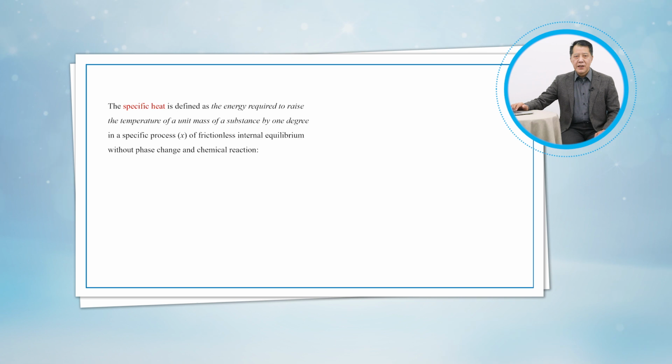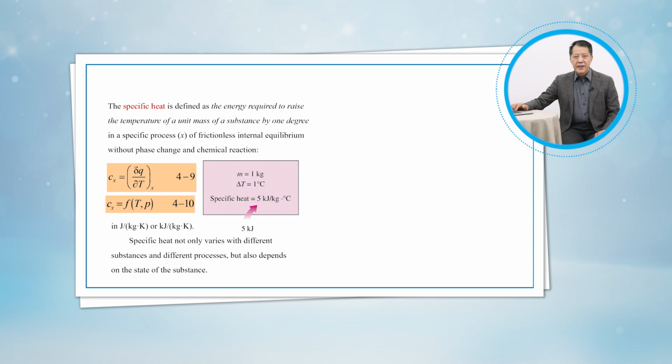The specific heat is defined as the energy required to raise the temperature of a unit mass of a substance by 1 degree in a specific process of frictionless internal equilibrium without phase change and chemical reactions. Specific heat not only varies with different substances and different processes, but also depends on the state of the substance.